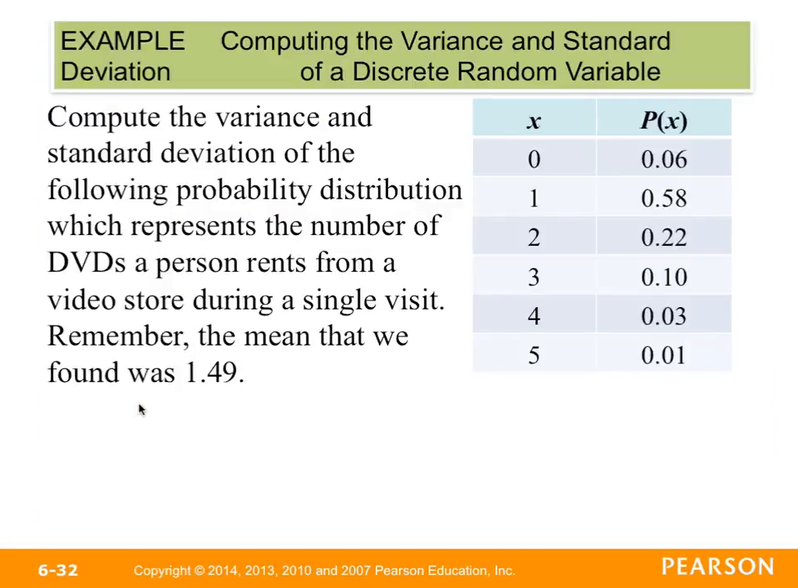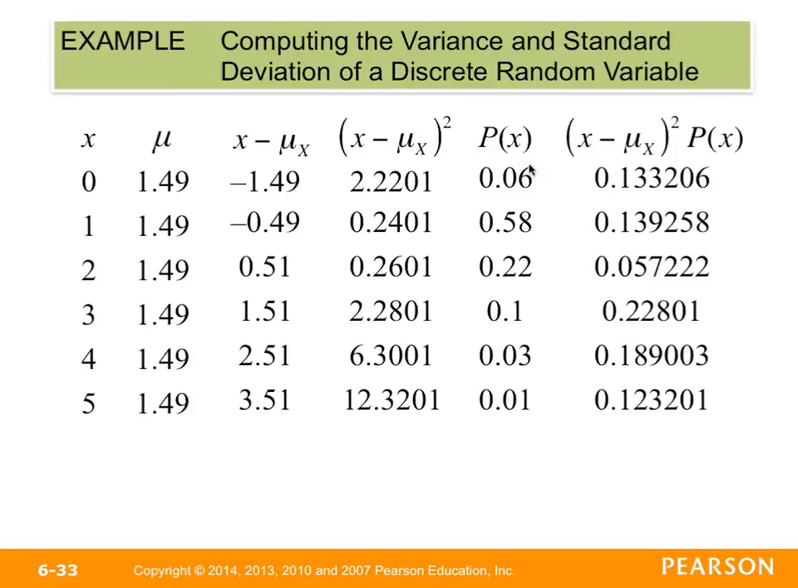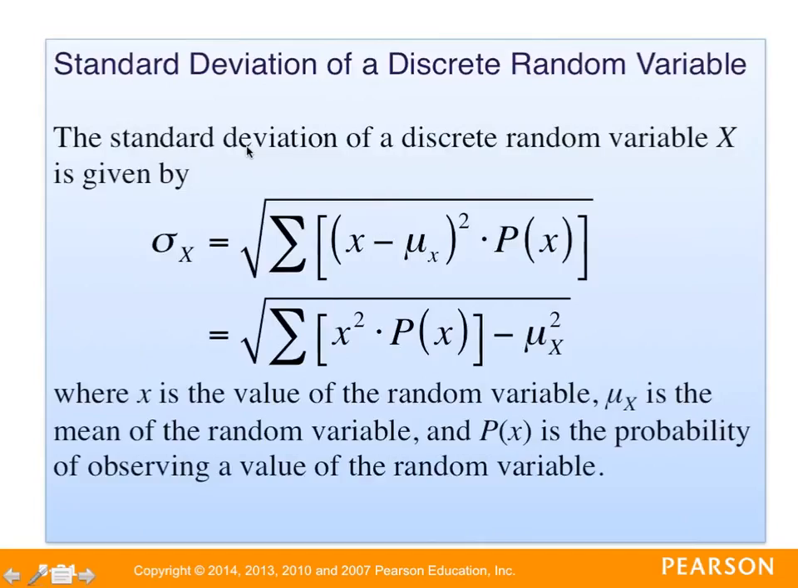So let's look at an example. Let's do the same one with the DVDs. We already figured out that the mean was 1.49, and then these were the values that we had. We had 0 with a probability of 0.06 and so on. The easiest way to do these types of problems is to set up a nice table, and this is already done on this slide. So you'll see that we have our x, and we have our mean, which we already calculated. You can look back at the previous slides if you've forgotten how to do that. We're going to be using this first equation.